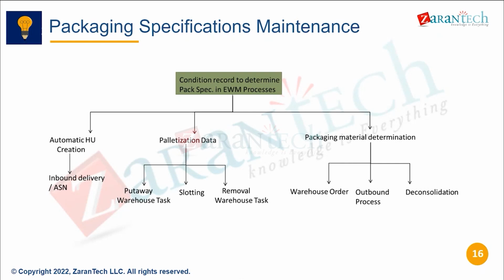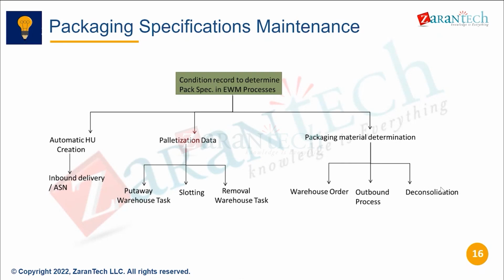After picking the pallet, you need to do some repacking, and in that case the packaging materials will be determined based on the condition records which you are going to maintain. Then, for deconsolidation and consolidation, you might get a very big pallet on the truck from another supplier, but in your warehouse you are storing those products in cartons, right?